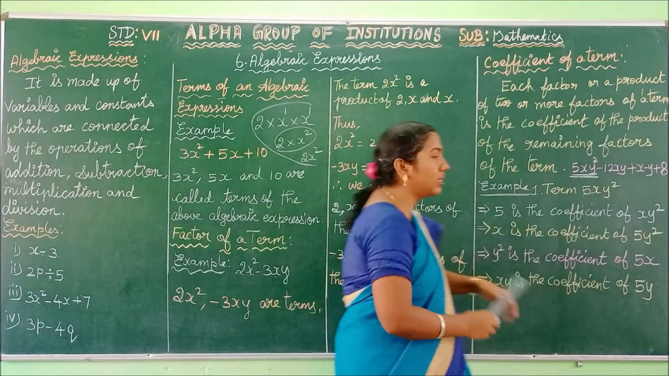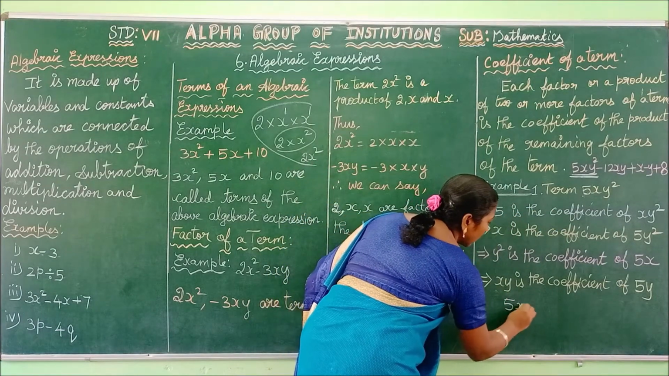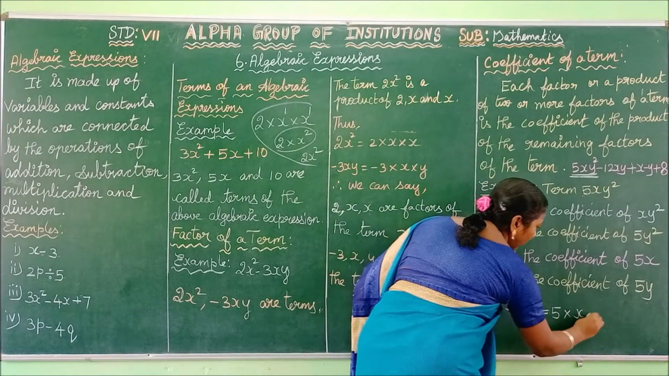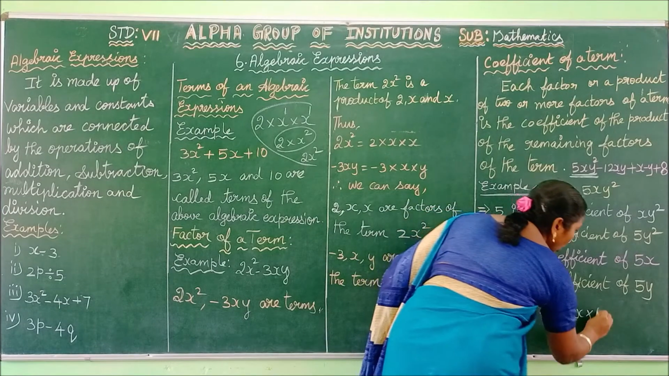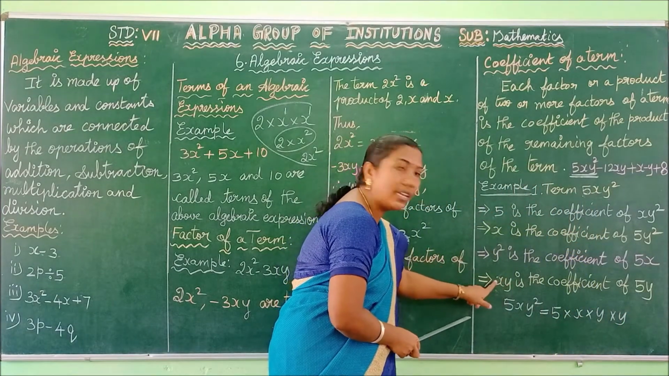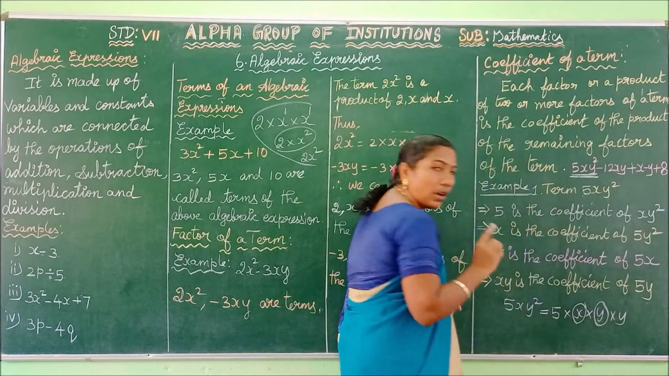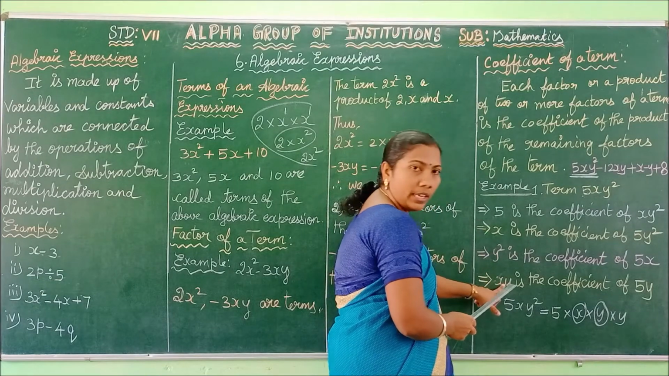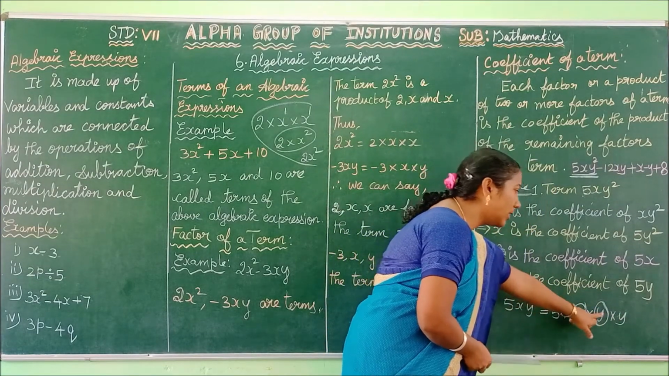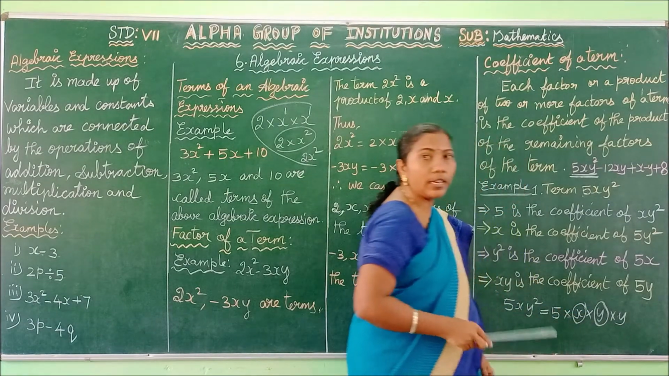How do you get this? See here, what is our term? 5xy square. How can you write xy square? 5 into x into y square, written as y into y. Here, xy is the coefficient of what? You have to select x and y, one x and one y. Then you say the remaining values. What are the remaining values? 5 and y. Do you understand, children?